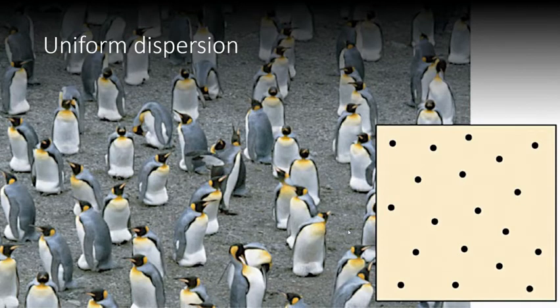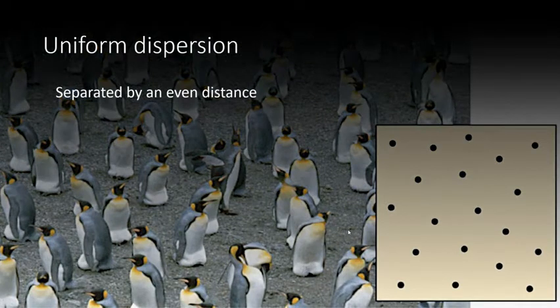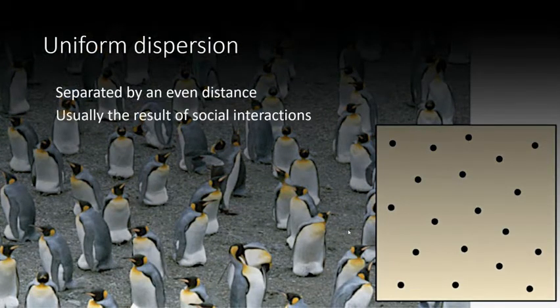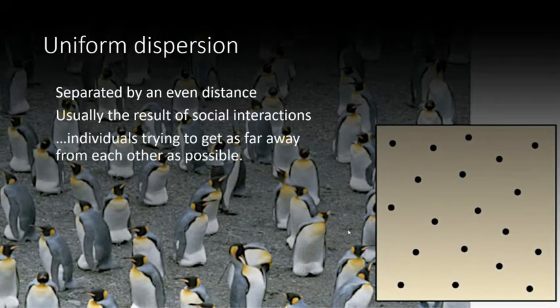Uniform dispersion is where individuals are separated by roughly even distances. And this can be the result of social interactions, right? If you see these penguins in the photo, they're close to each other, but not too close because they have some social interactions. Right, the individuals are trying to get away from each other, but if you have lots of individuals, then they have to maintain some sort of distance from each other. They can't just be as far away as possible all the time.